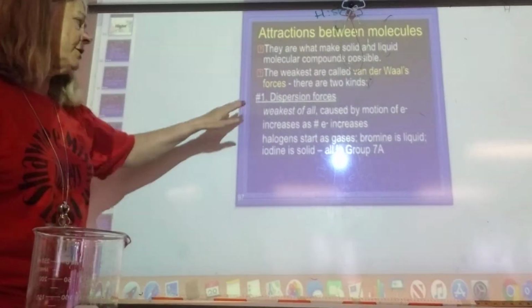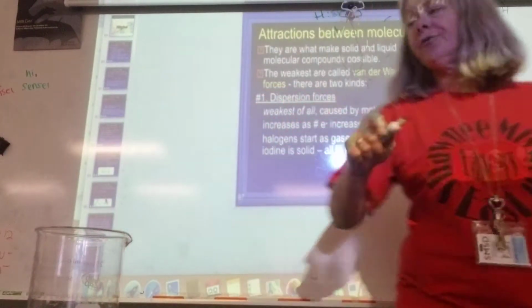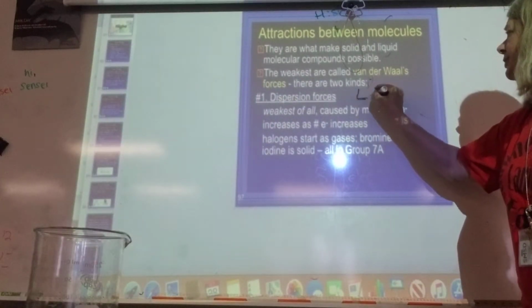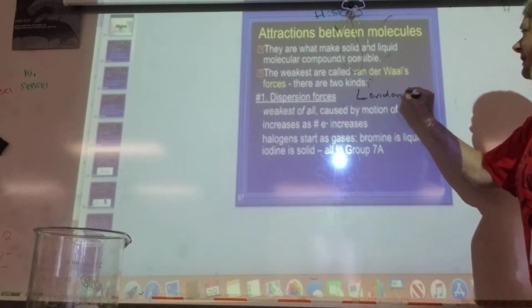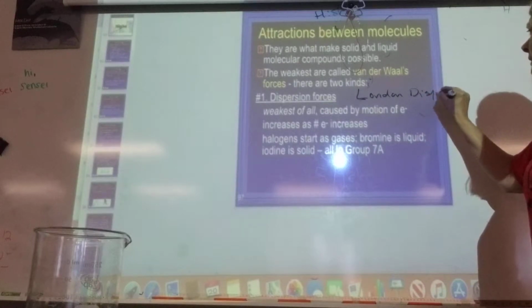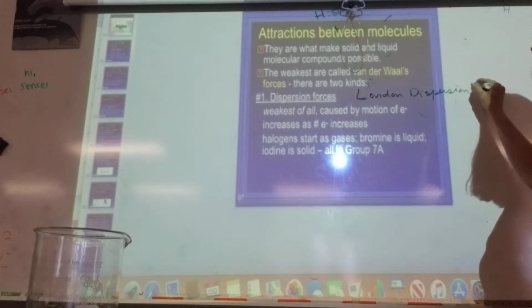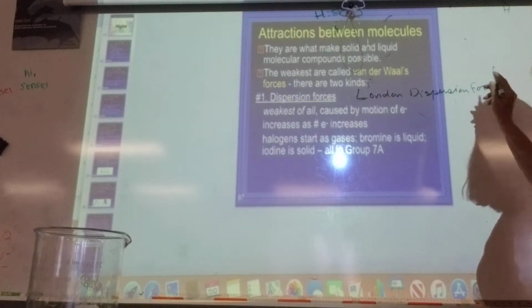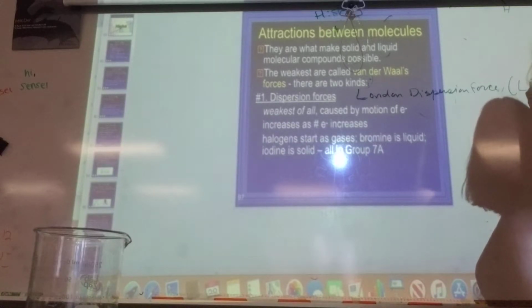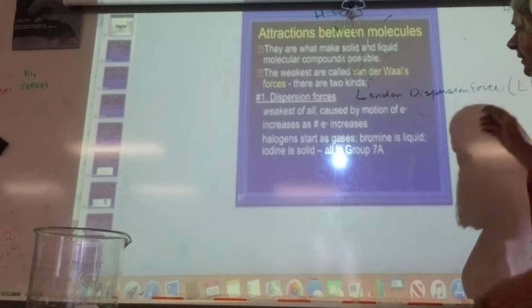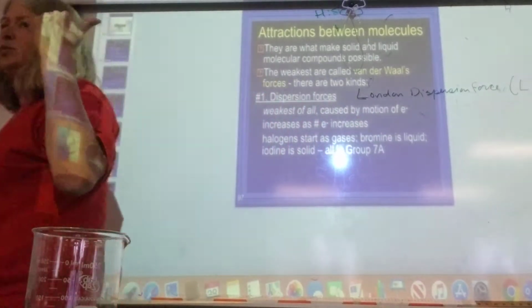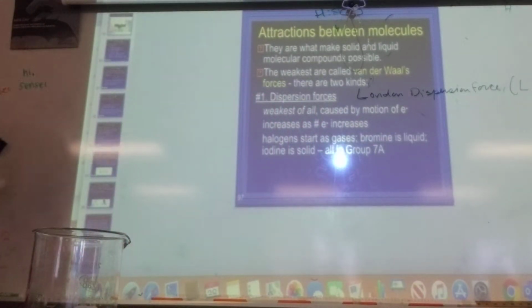The first thing we're going to talk about, the weakest of all forces, is called dispersion. And I call these London dispersion forces, or the London dispersion force. And I usually abbreviate these LDF. From anything that I've prepared, this is what it's going to say. So if you see any keys that I've done or any work that I've done, it won't say dispersion, it'll say London dispersion. Is that clear to everybody?